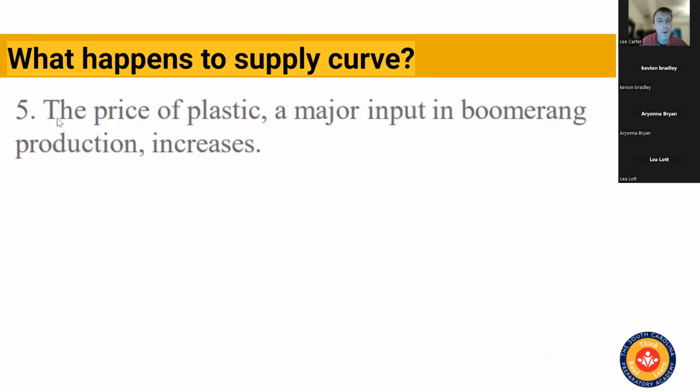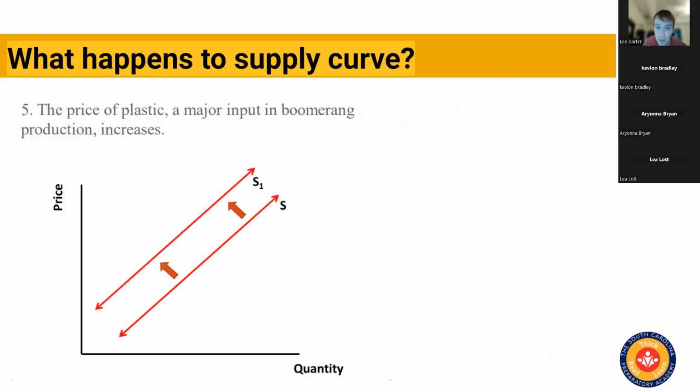Okay. The price of plastic, which is a big input in boomerang production, increases. The way you have to think through this one is it's going to cost more to make the thing. So if it costs more to make the thing, all other things being equal, you will make less money. If you make less money, you're not going to want to make it as much. So the supply curve moves left, meaning that at the same price, you will produce less of those things.